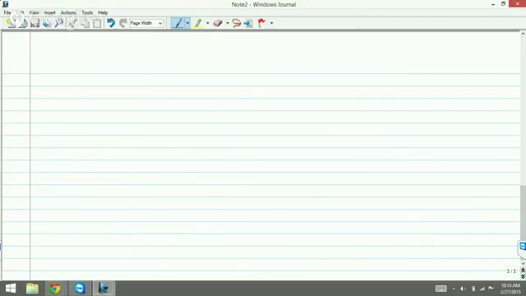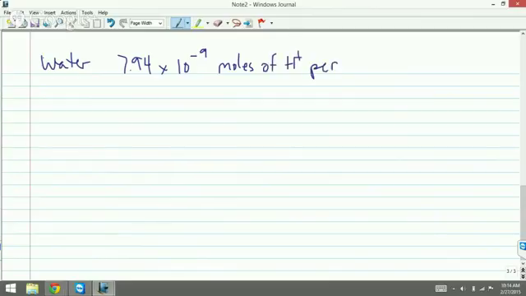Let's say we have some water. It has 7.94 times 10 to the negative 9 moles of hydrogen per liter. What is the pH? It's H plus, so hydrogen.